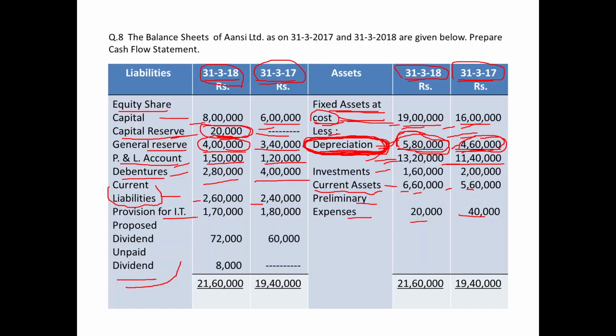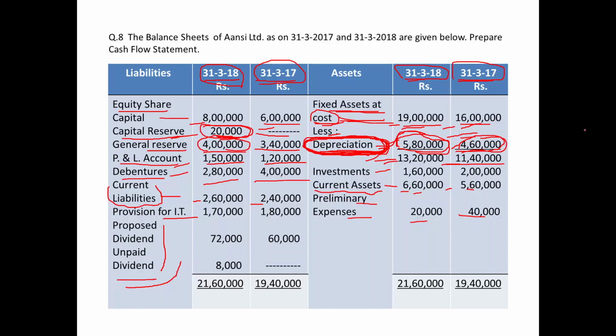Provision for income tax over, proposed dividend with unpaid dividend. In the previous question, this unpaid dividend was already there, and I explained that point in detail. What is the meaning of this unpaid dividend and how does it happen? I am not repeating this explanation once again, because in the last video lecture I already explained this point, because this point was given in that question also.